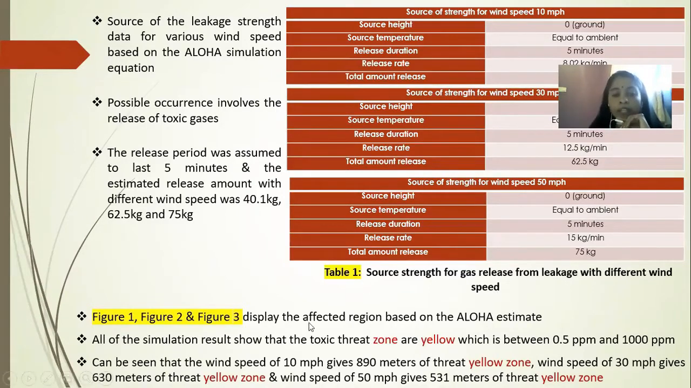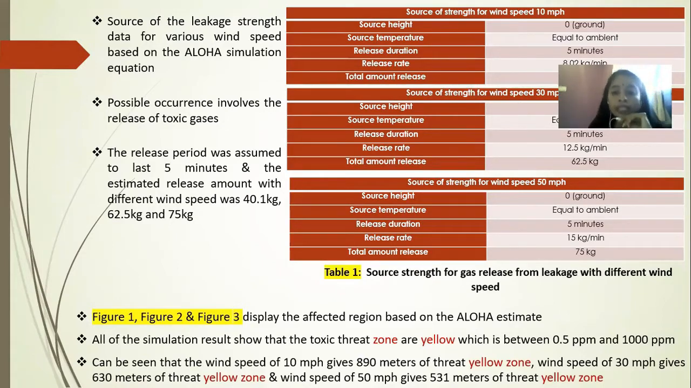Figures 1, 2, and 3 display the affected region based on the ALOHA estimate. All of the simulation results show that the toxic threat zone is yellow, which is between 0.5 ppm and 1000 ppm. It can be seen that the wind speed of 10 mph gives 890 meters of threat yellow zone, wind speed of 30 mph gives 630 meters of threat yellow zone, and wind speed of 50 mph gives 531 meters of the threat yellow zone.